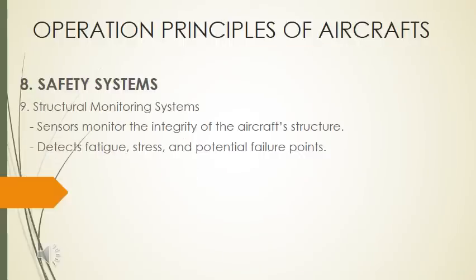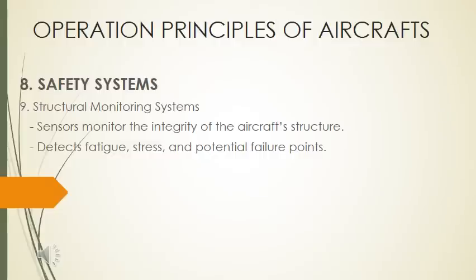Number 9, the 9th safety system in the aircraft, is the structural monitoring systems. The sensors monitor the integrity of the aircraft structure and also detect fatigue, stress, and potential failure points.